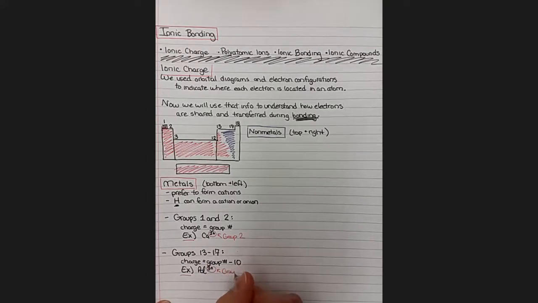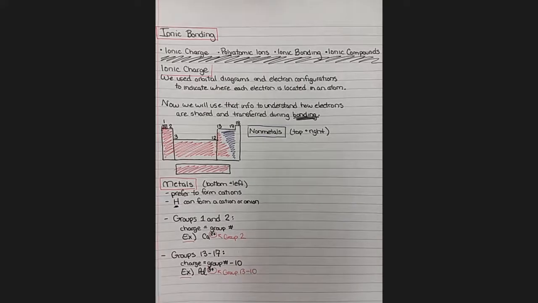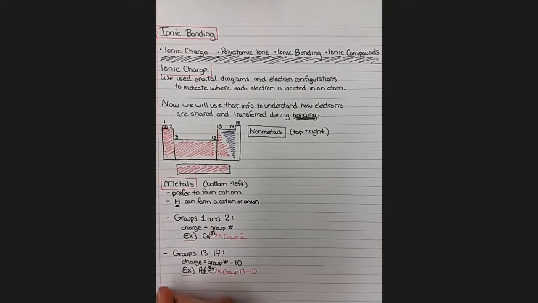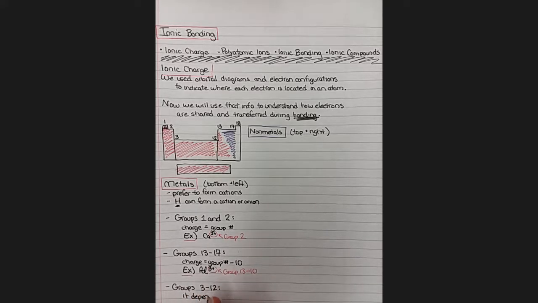From group 13, minus 10. And it makes sense as you go along. You'll get it. And of course, you've noticed that I've conveniently skipped the transition metal block, the D block in the middle. And that's because there's not as safe a way to make a good prediction for these cases.